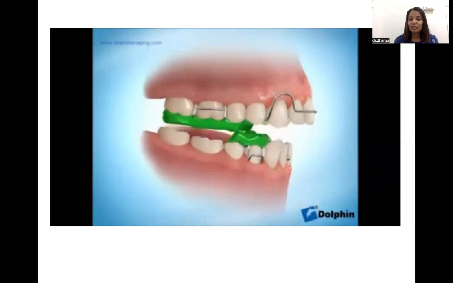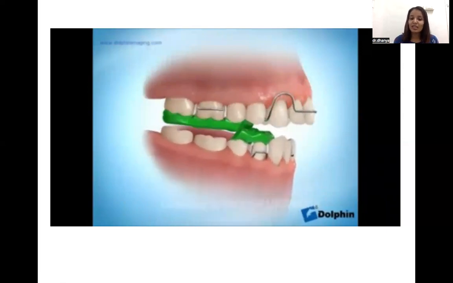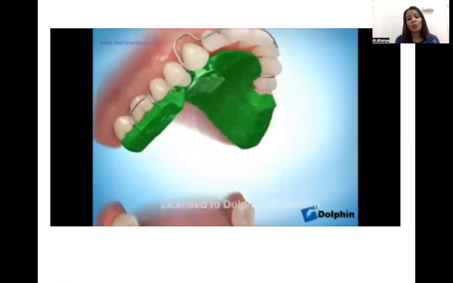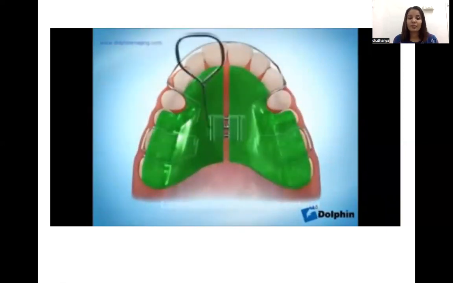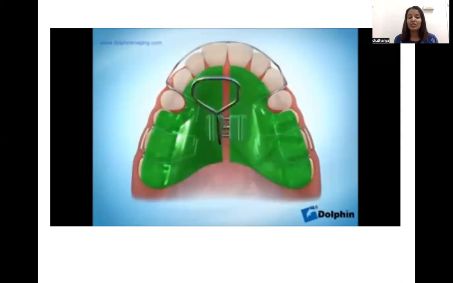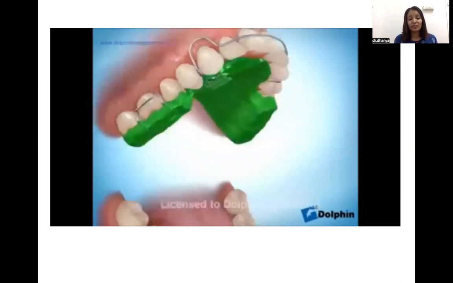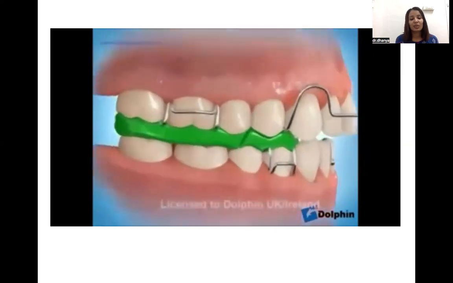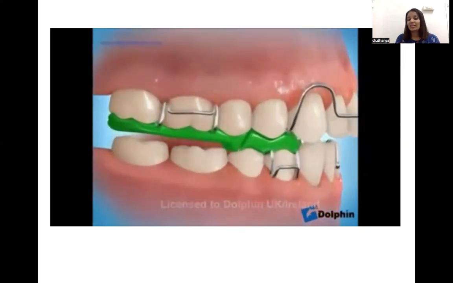Now you're placing this appliance, which is guiding you to the forward mandibular position. You can activate the screw in that so that you also get a better expansion. If expansion is required, if there is crowding or anything, you can use the expansion screws as a modification.